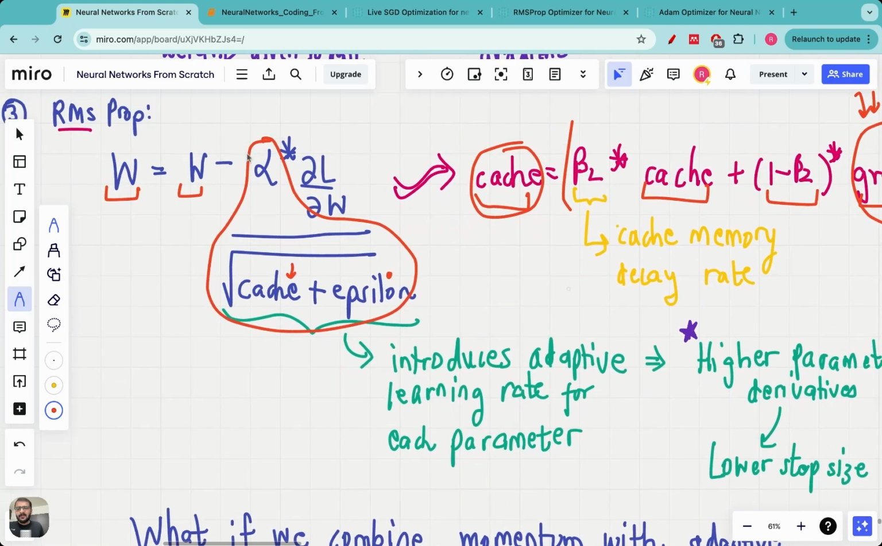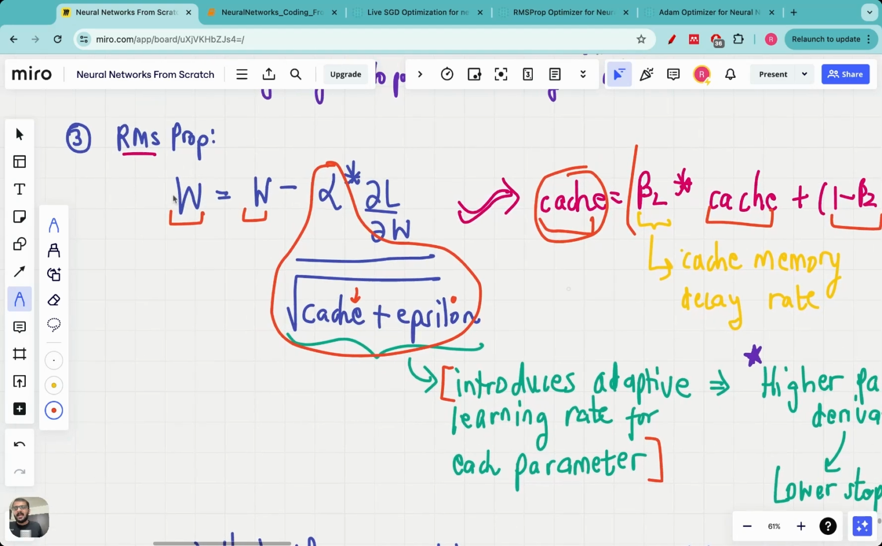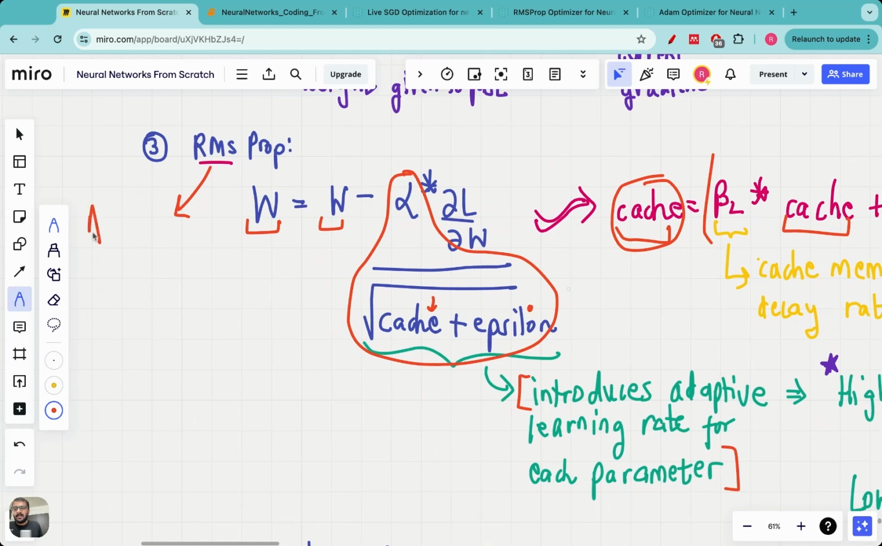So this thing which I have shown in the orange bracket here introduces the adaptive learning rate for each parameter. And that's the main idea of optimizers like RMSProp, or even optimizers like AdaGrad or AdaDelta.